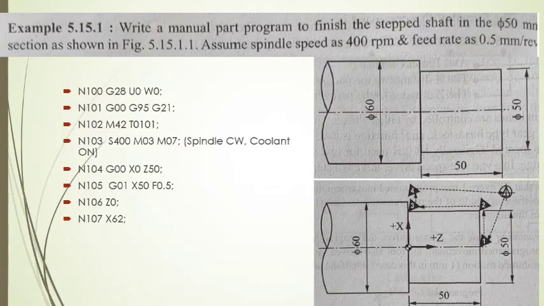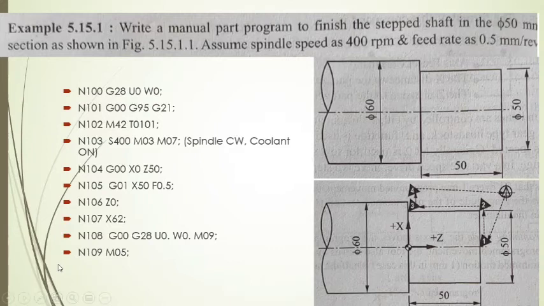After that, the tool can be rapidly taken to home 0 position. To take the tool towards home 0, G28 will be used, and to take it rapidly, G00 will be used. Here you can see G00, G28 is used along with U0 and W0. U0 and W0 indicate that the tool is taken towards home position without any intermediate position. Here M09 is used for coolant off.